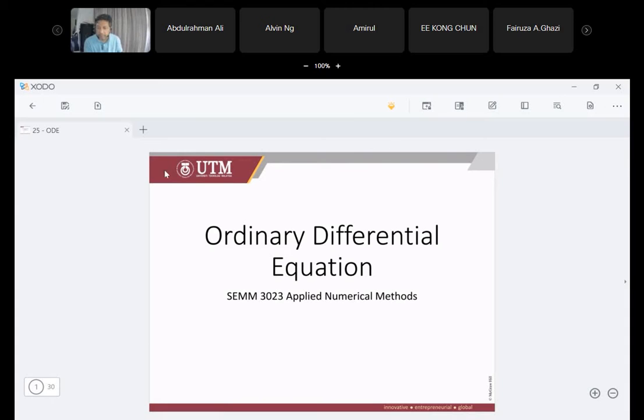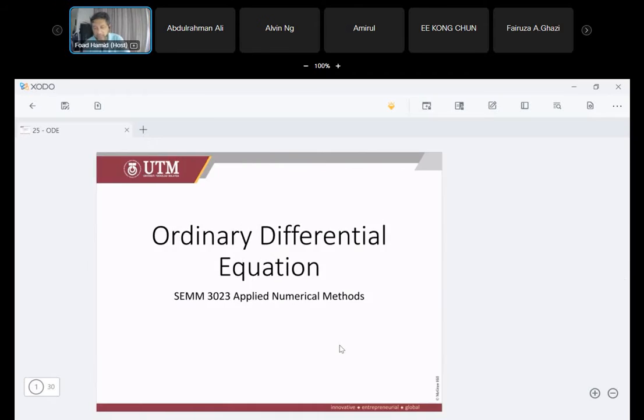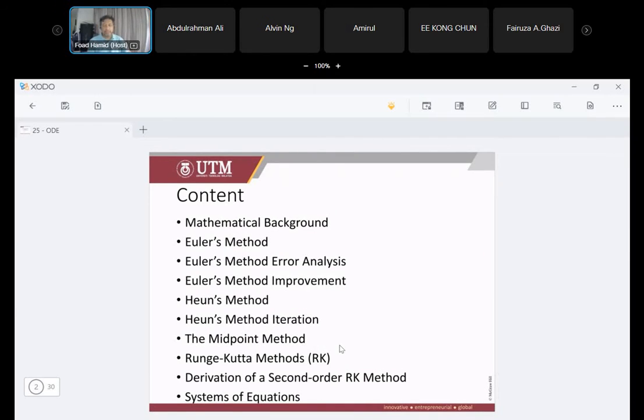Sorry, I'm a little bit sluggish this morning. Okay, so let's start. This is chapter 25 in your textbook, ordinary differential equations. Let's see the content of this slide. The numerical method always starts with math, so the mathematical background, then Euler's method. These are the methods that we are covering for this topic.